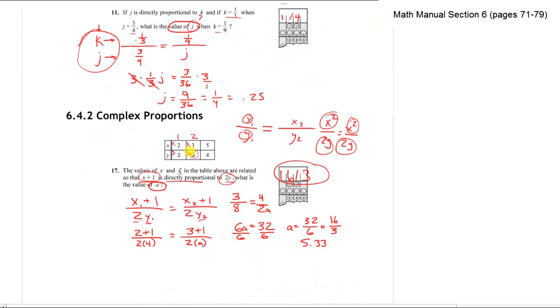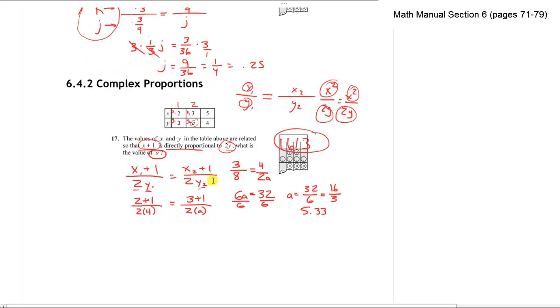And you might come across some complex proportions that don't give you the typical x to y type relationship, in which case you need to account for whatever relationship they define. That is all for section 6.